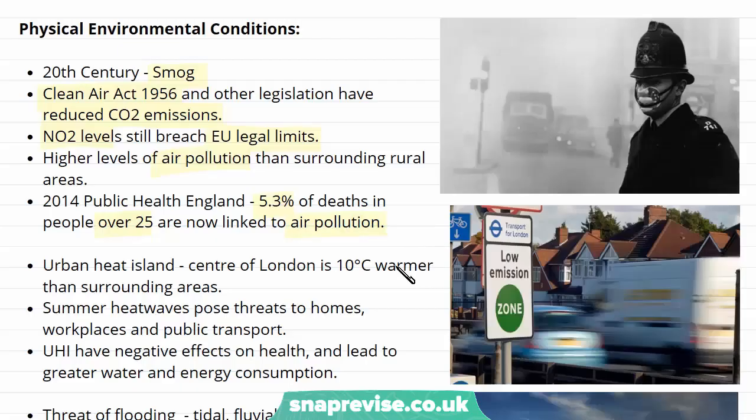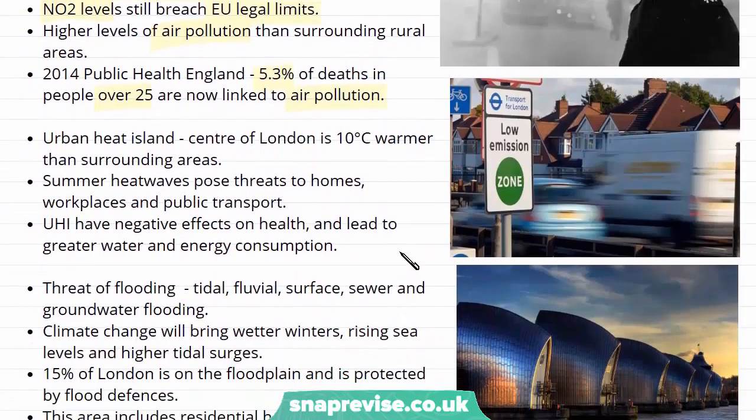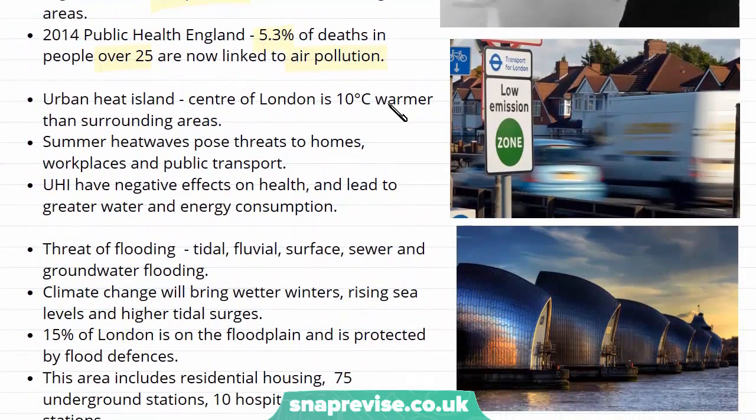Also, in terms of London's urban heat island, the centre of London in particular is often 10 degrees warmer than surrounding rural areas, and this just shows how much heat is retained within the city.